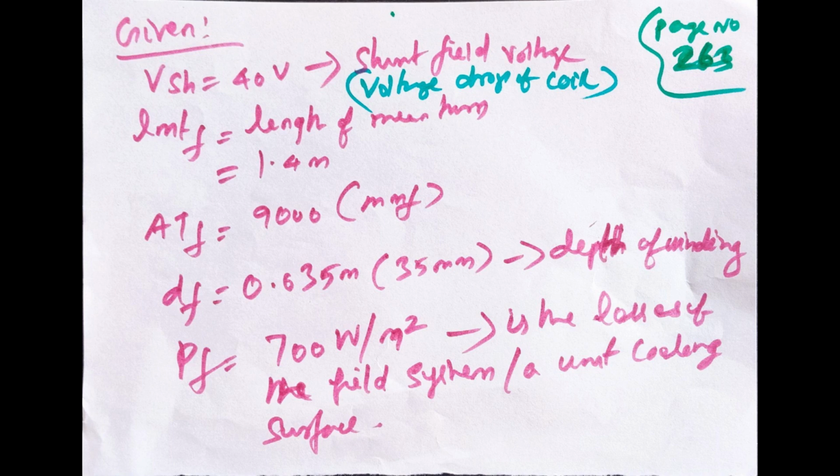In this problem, the given values are VSH is equal to 40 volt, that is the shunt field voltage drop of the coil. LMTF, length of mean turn, is equal to 1.4 meter. ATF is equal to 9000 mmf. DF is equal to 0.035 meter, that is 35 millimeter depth of winding. PF is equal to 700 watts per meter square, the loss in the field system per unit cooling surface.